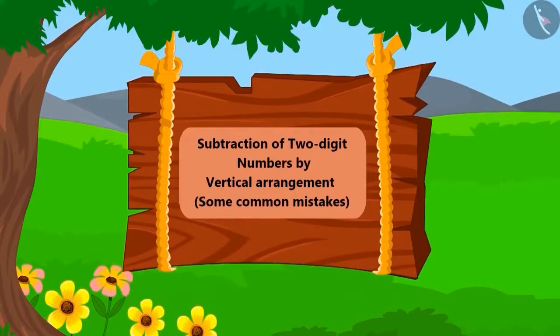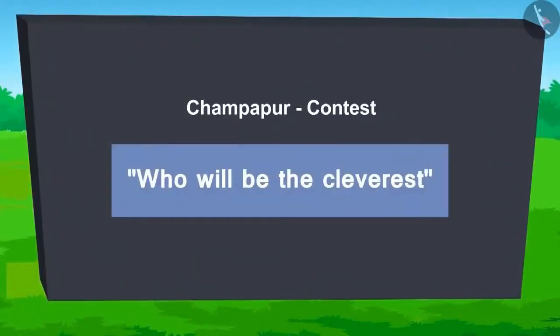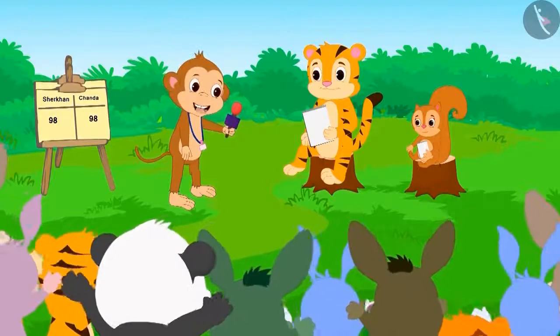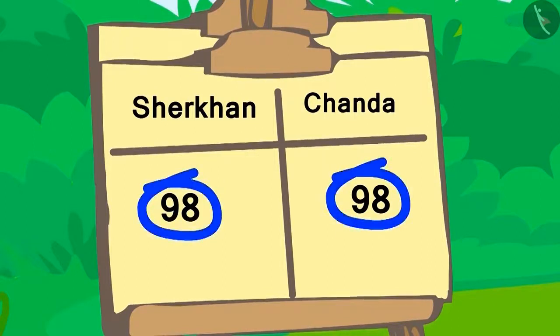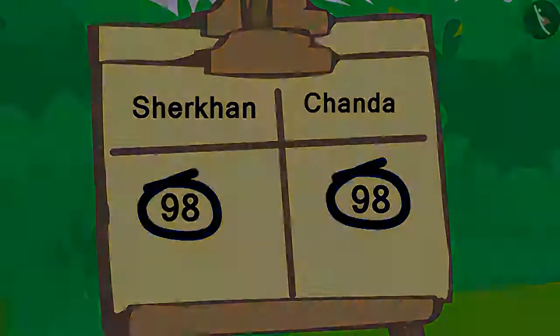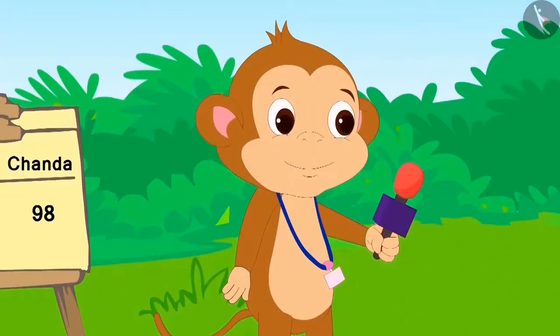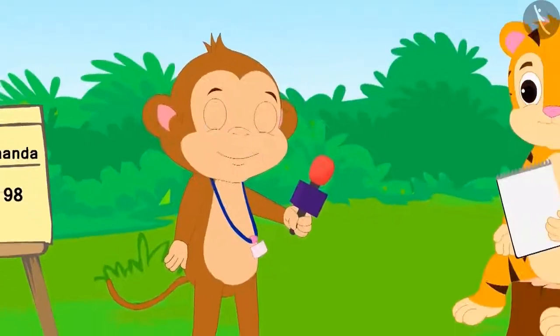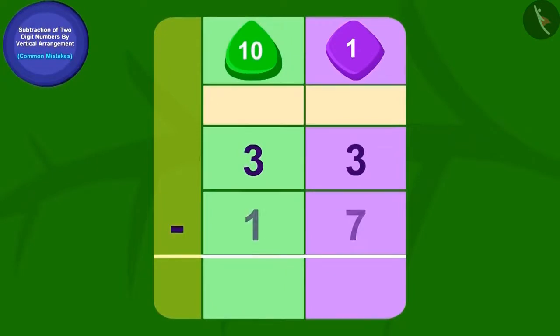Children, in this lesson, we will see some common mistakes related to subtraction of 2-digit numbers by vertical arrangement. Champapur is hosting a contest called Who Will Be the Cleverest? The last 2 questions are left and there is a tie between Chanda and Sher Khan. Come, let's see which question is being asked right now. I will show you a question and you have to answer it in 30 seconds. Are you both ready? So here comes your question.